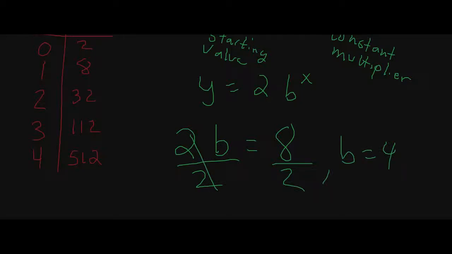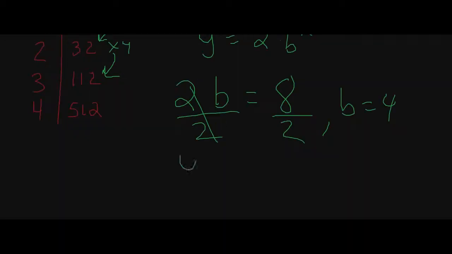Alright, well, let's see if it makes sense. What's 2 times 4? Well, 2 times 4 is 8. Let me just double check it and make sure that's making sense. What's 8 times 4? 8 times 4 is 32. Well, what's 32 times 4? That's 128. So as you can see, I'm basically multiplying by 4 across every time, and I started off at 2 when x was 0. So now I know that my equation for this table is going to be y is equal to 2 times 4 raised to the x.